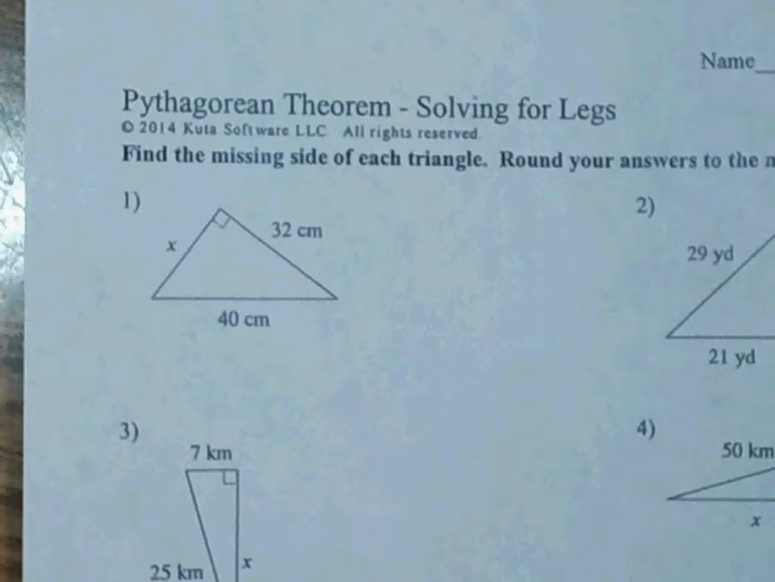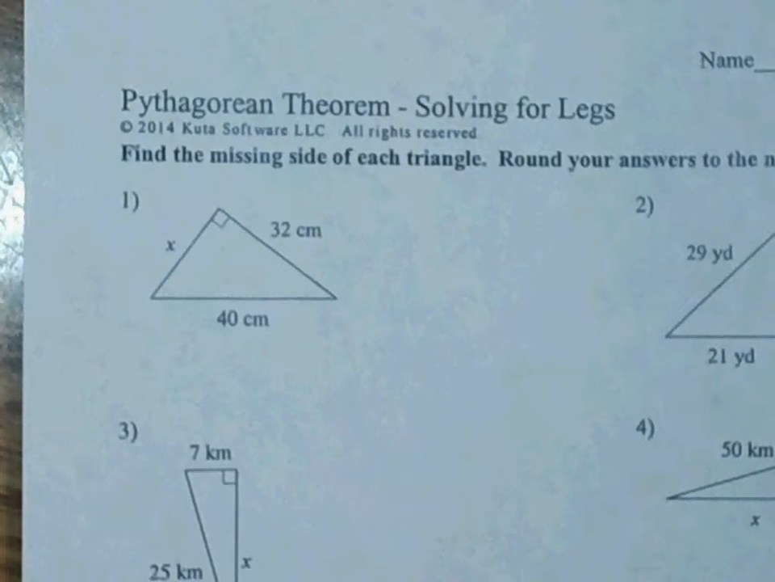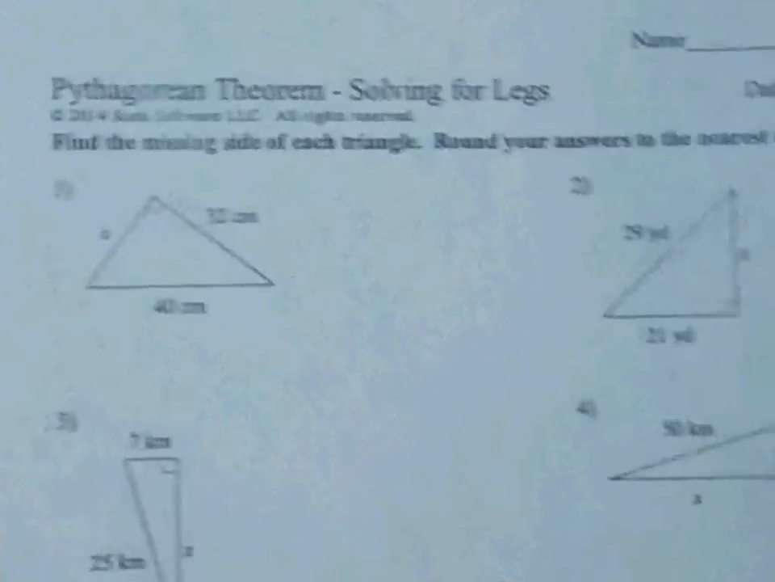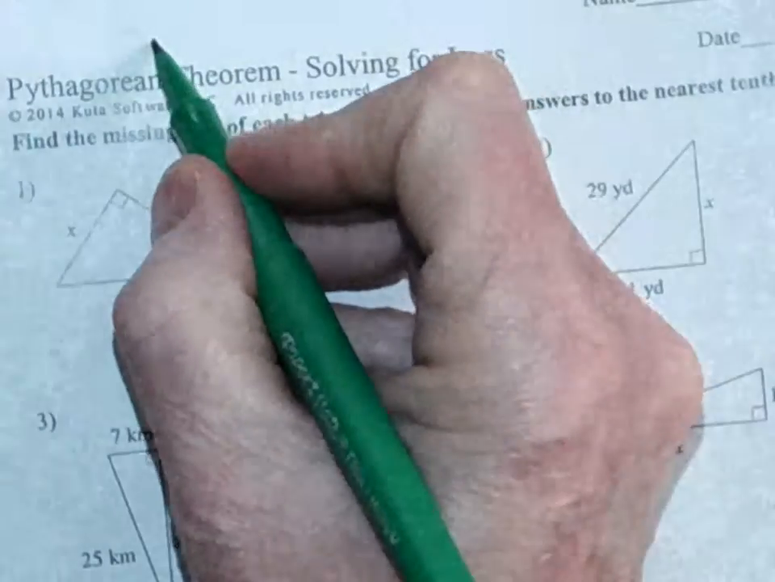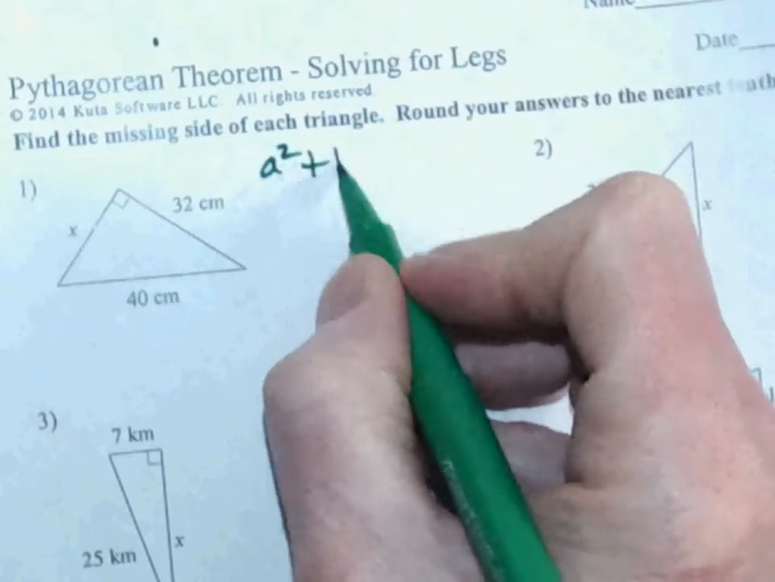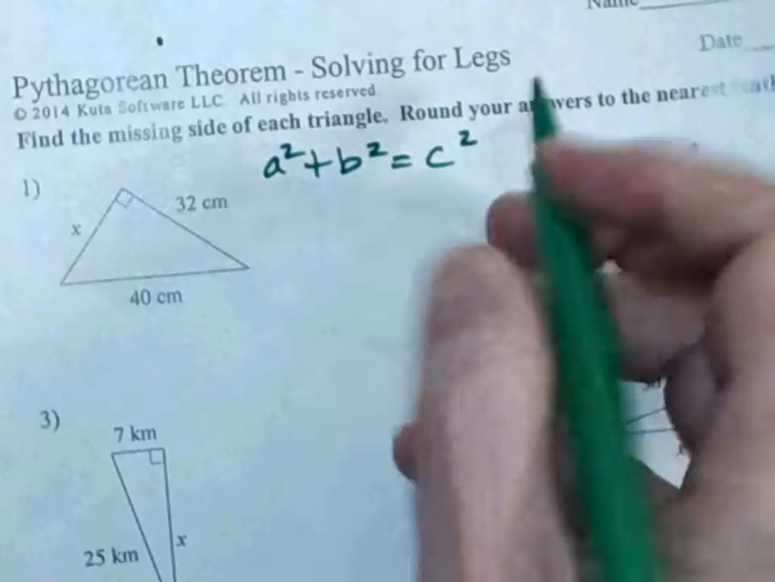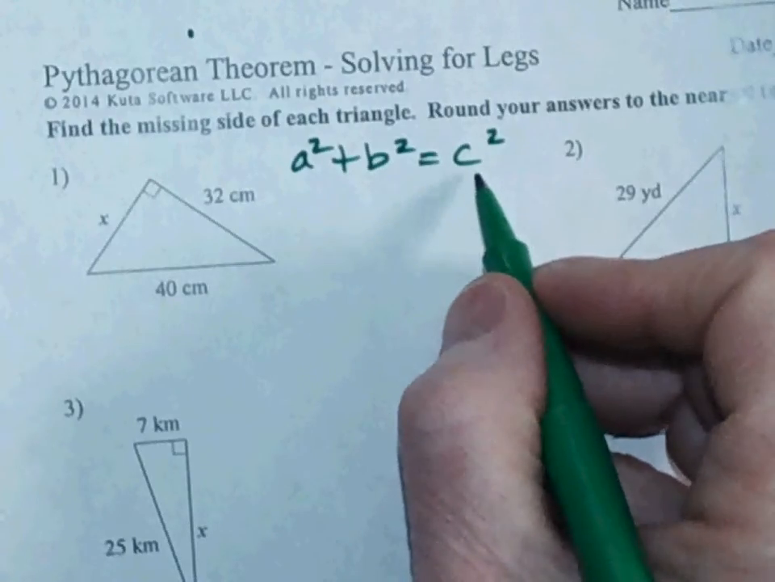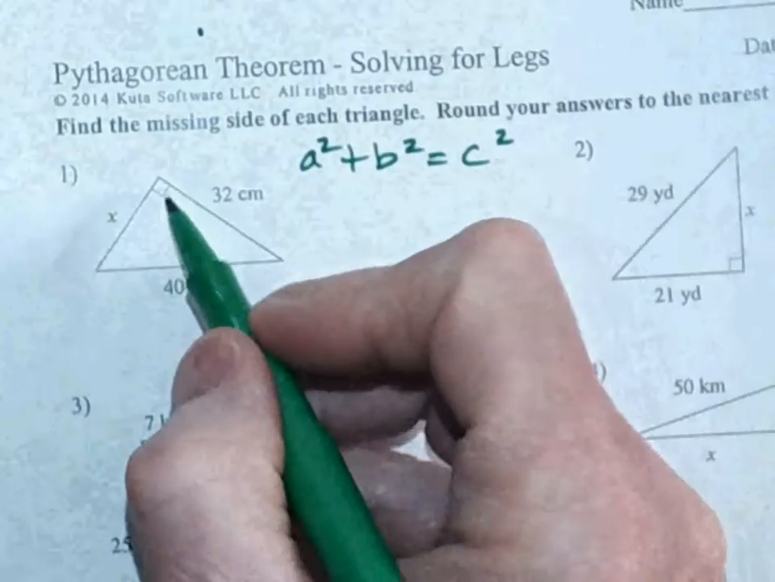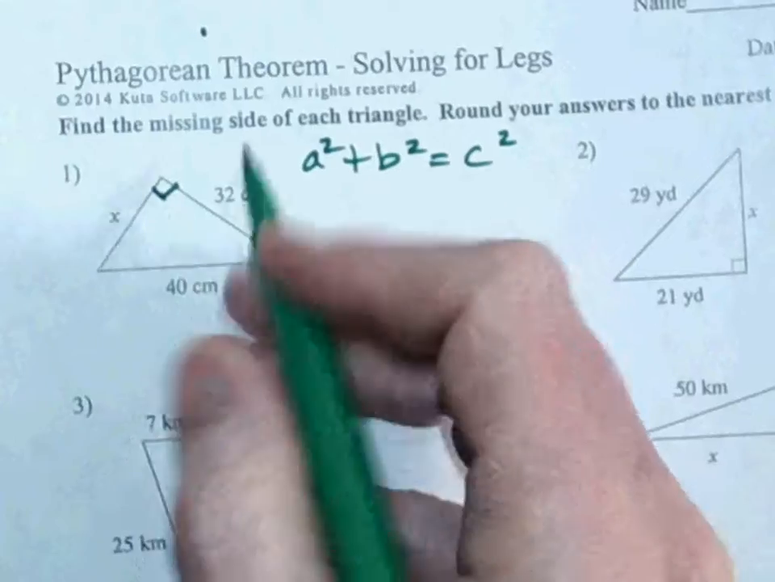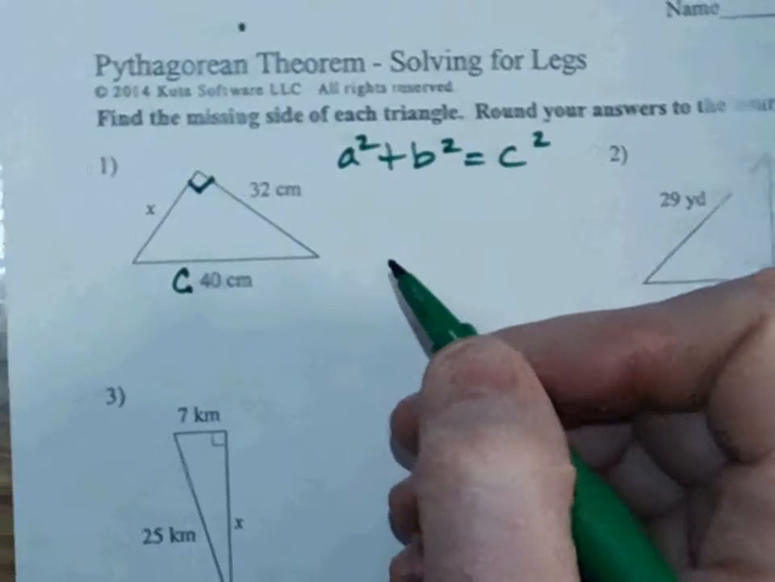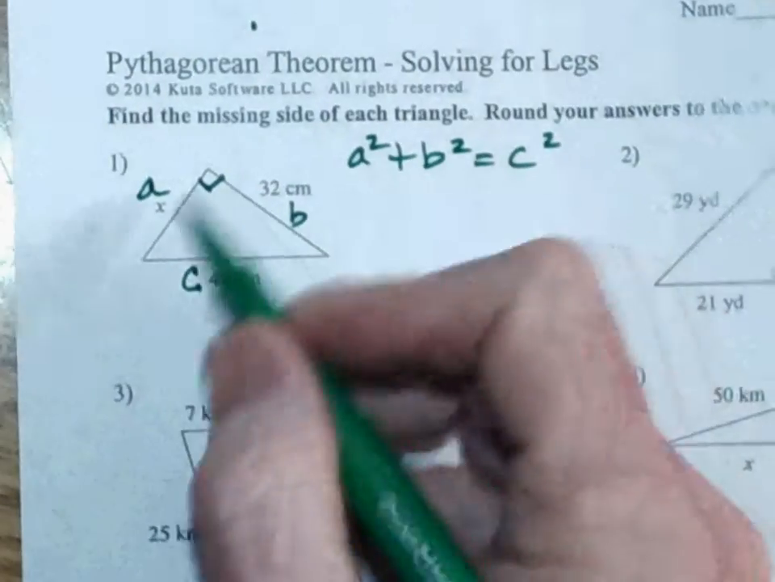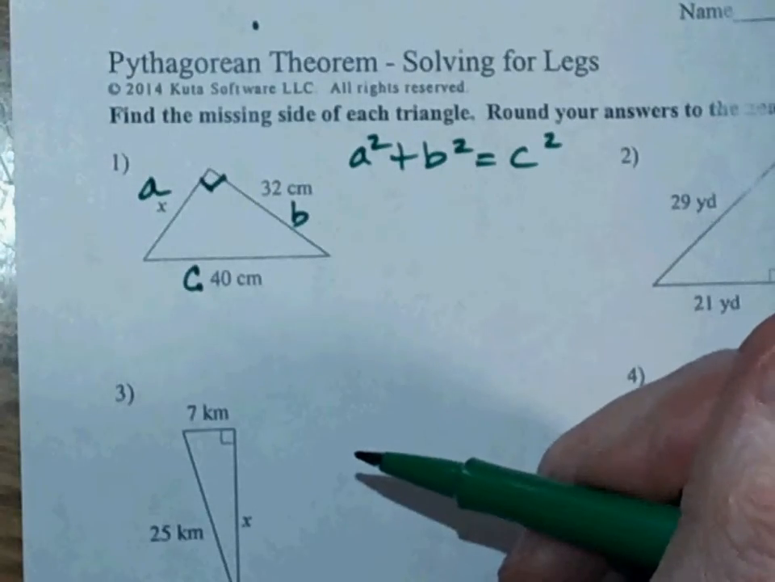Today we talked about how to solve for the missing leg when using the Pythagorean theorem. Again, we know that a squared plus b squared equals c squared, where c is the length of the hypotenuse. The hypotenuse is always the longest side. So when I see the right angle here, I know that has to be c. And I'm just going to call this A and this B. The two sides that form the right angle are the legs.